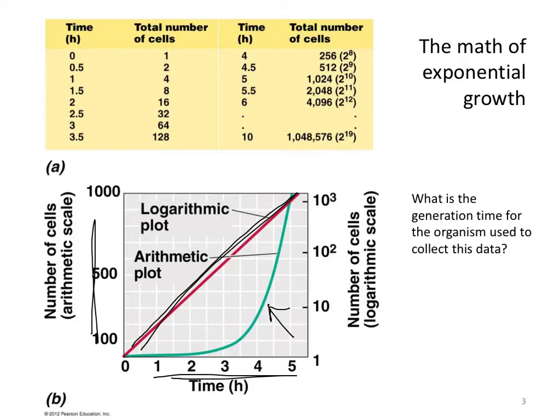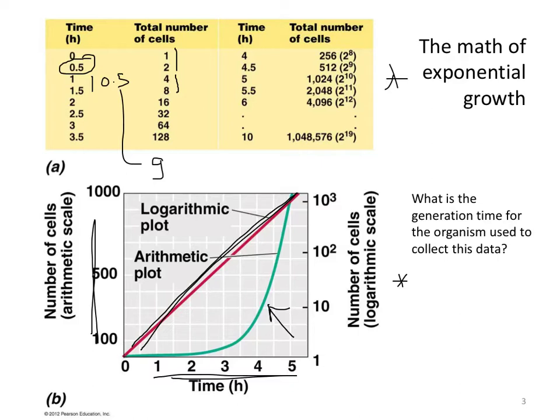By looking at either the table or the graphs, you can see that the generation time for this particular organism is 30 minutes or 0.5 hours. I can see that pretty simply by looking up here. The time that it takes to go from 1 to 2 cells is 0.5 hours. Similar to the time that it takes to go from 4 to 8 cells, that happened between hour 1 and hour 1.5. The difference between those two is 0.5 hours. So 0.5 is G, or the generation time, also sometimes referred to as doubling time.